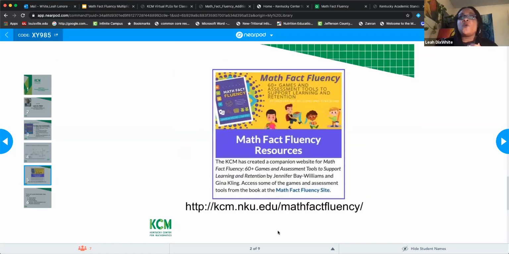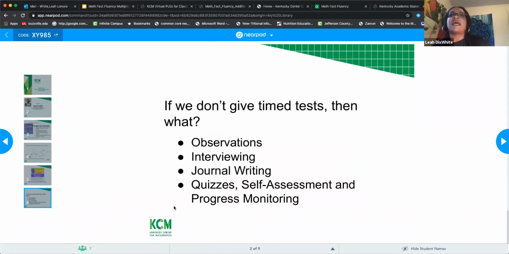And so we have a website that has all these resources available to you, and you'll have some time to play along with that. I just wanted to make sure that you have that as a resource. And then finally, we'll look at some options that are also on the website of things we can do other than time tests. These are some things the authors suggest are good ways to assess students.